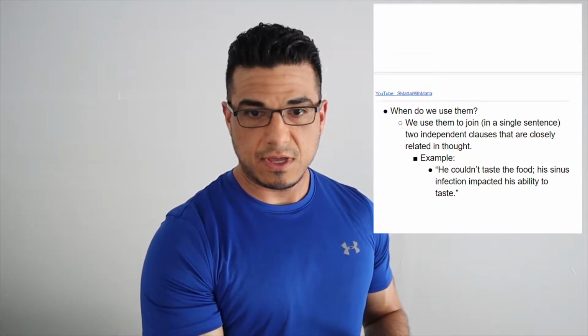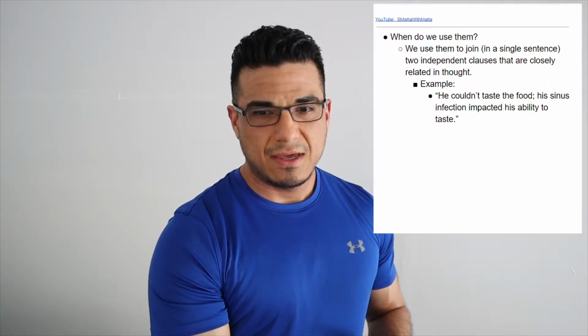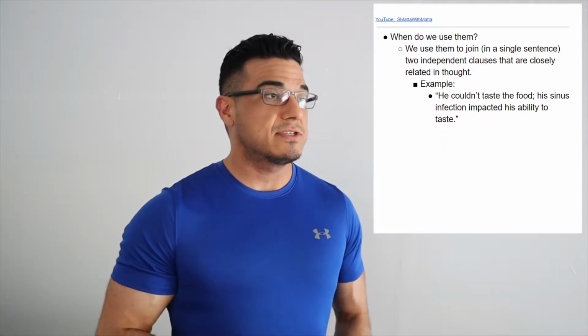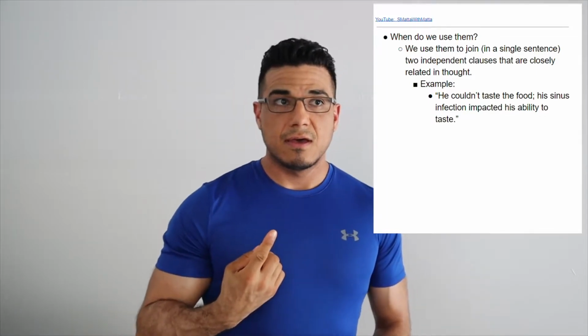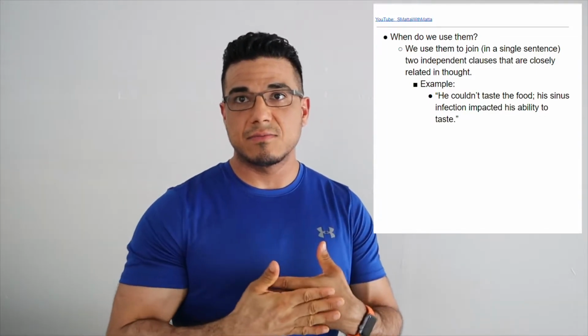All right, so let me scroll through just to talk about what a semicolon is and when we would use it. Okay, so when would we use it? Simply put, you're going to use a semicolon to join what are known as two independent clauses together. So it links them together.